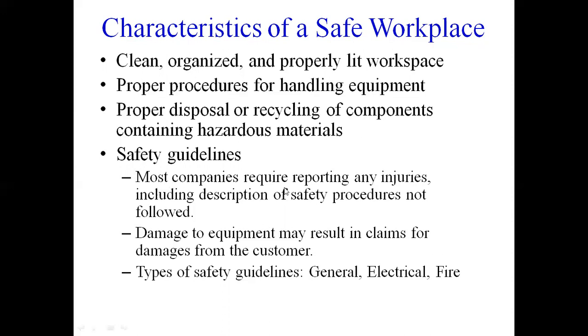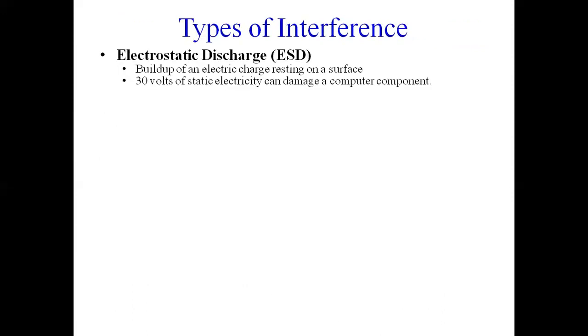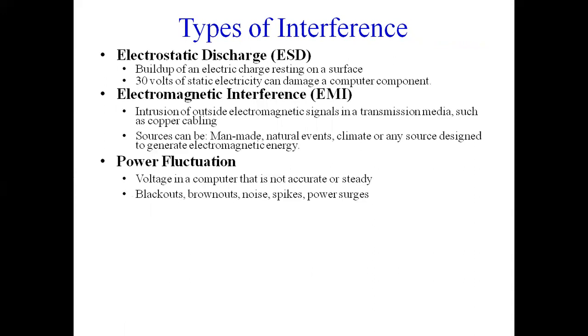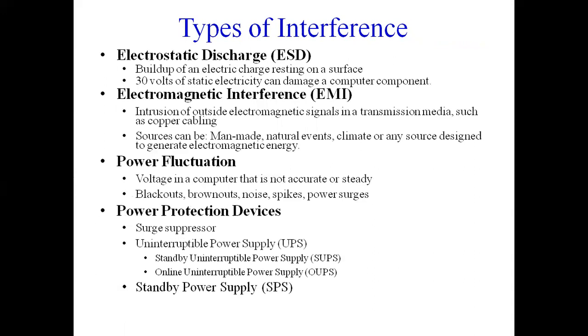Most companies require reporting of any injuries, including a description of the safety procedure not followed. So whenever any accident happens, you should make a report, because companies may require that report for action or for safety in future. Damage to equipment may result in claims for damage from customers. Types of safety guidelines: general, electrical, fire. These are the types of interference: electrostatic discharge, electromagnetic interference, power fluctuation, power protection.